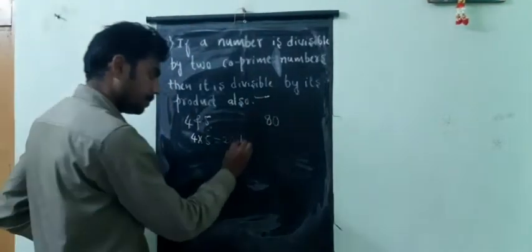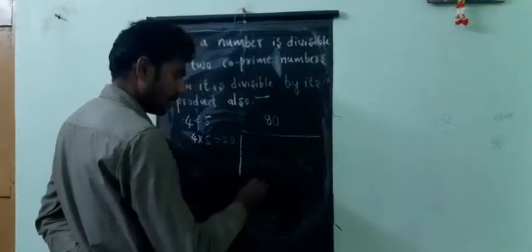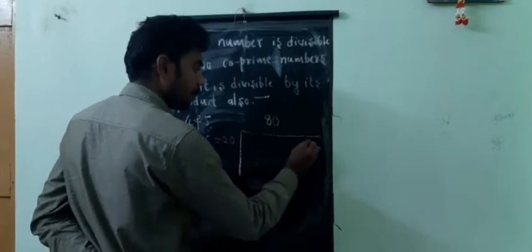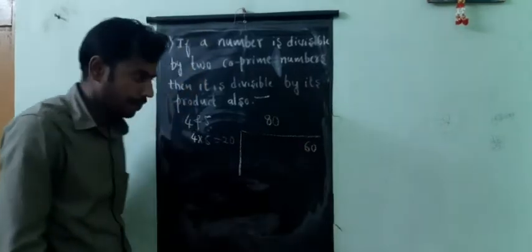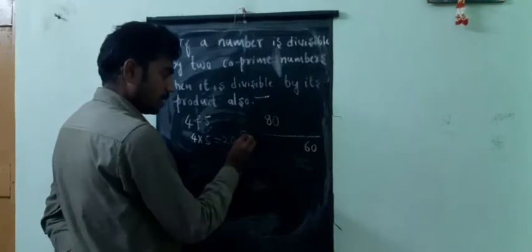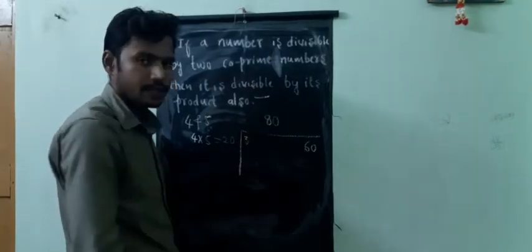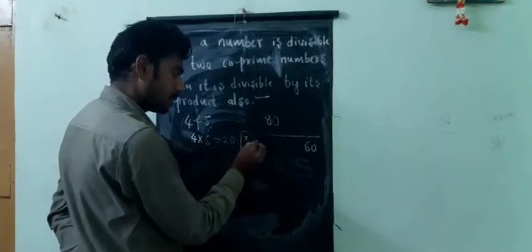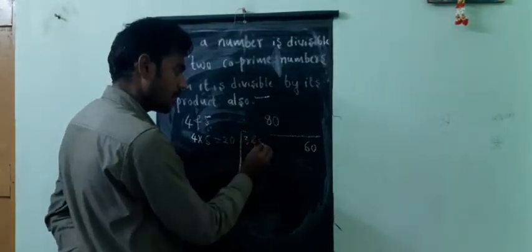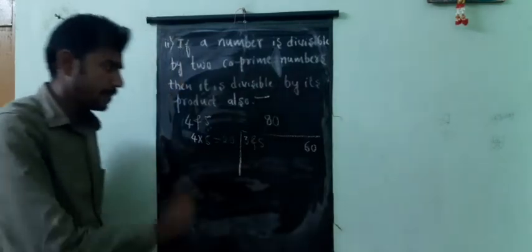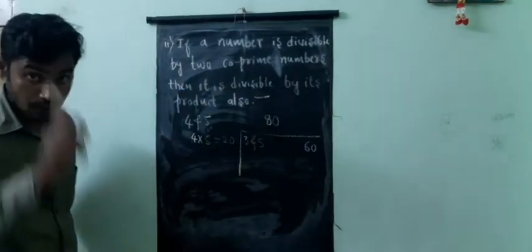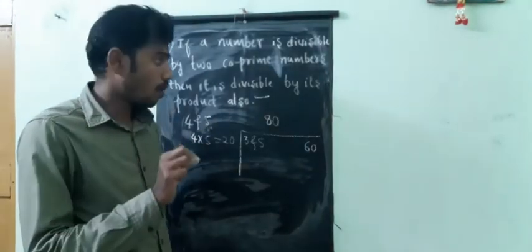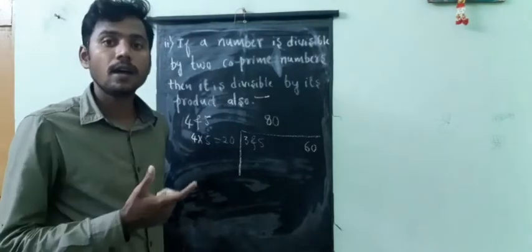One more example if I take: 60. Does 3 divide 60? Yes. 6 plus 0 is 6, and 6 is a multiple of 3. Hence it is divisible by 3. Is 60 divisible by 5? Since it is ending with 0, it is divisible by 5. So you should recall your divisibility rules. That is very much important if you want to play with numbers, if you want to deal with big numbers.